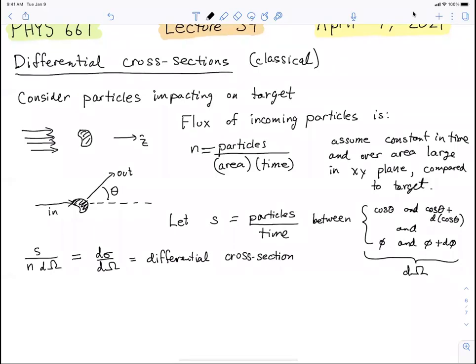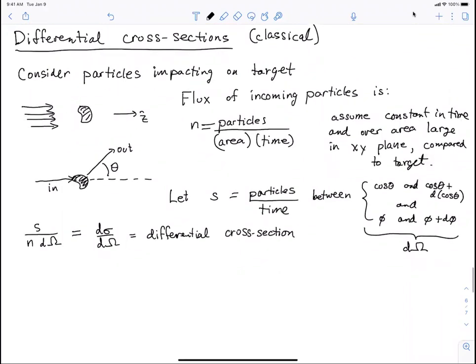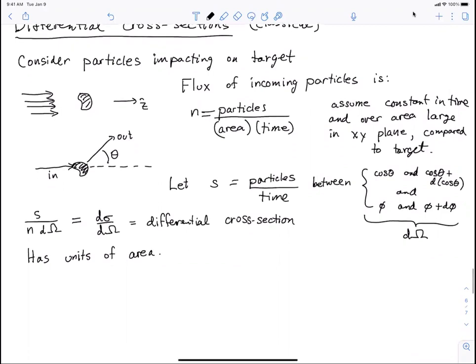Okay, and that makes sense because again, if we double n, then S should double. And if we increase d omega, then dS by d omega should increase in the same way. Okay, so that's just the definition, and that has units of area, just from the things that it's defined in terms of, if you look at their units.